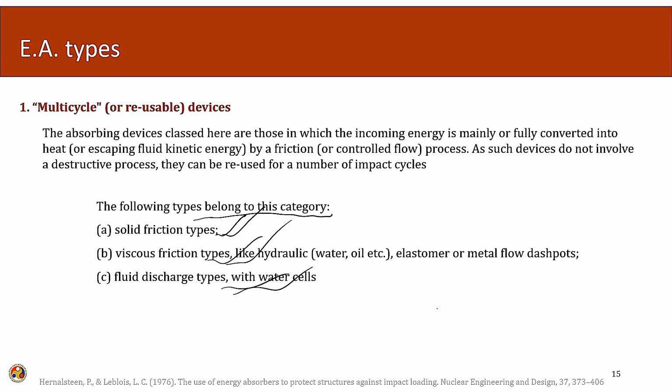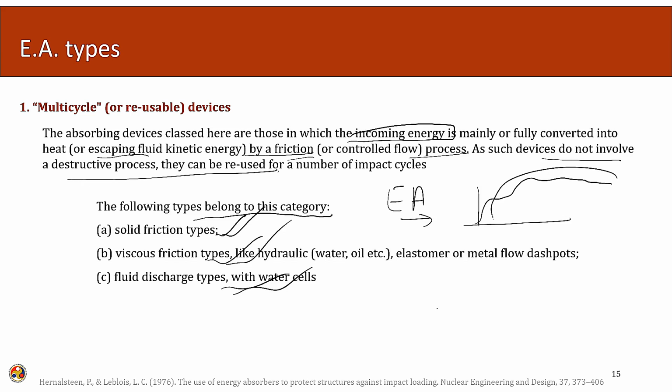Here the idea is that the total incoming energy, whatever energy is imparted to this system, is mainly converted into heat by a friction process. And this type does not involve a destructive process. In this type of device, this region is not there. So, they can be used a number of times. We will look into instances of these multi-cycle usage energy absorbers.